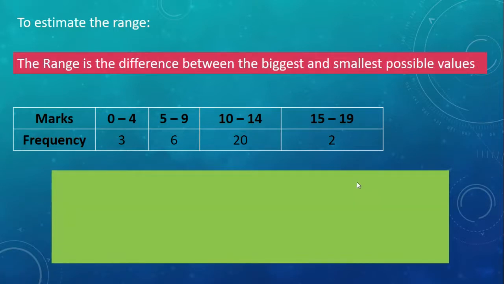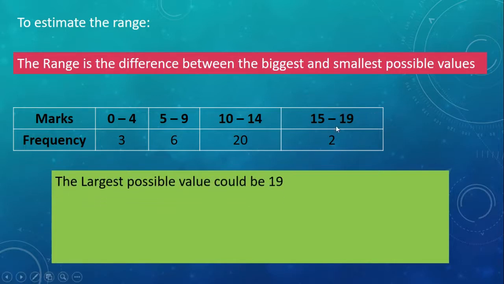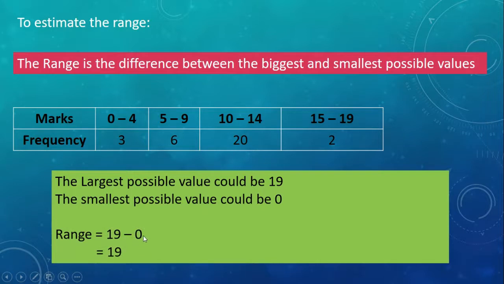And finally, to estimate the range is the difference between the smallest and the biggest values. Well, here we have to think about what would be the smallest possible value or the largest possible value. So the largest possible value could be 19 and the smallest possible value could be 0, so there could be a student that got 0 marks. Then we find the difference between the two, so 19 take away 0 will give us a range of 19.